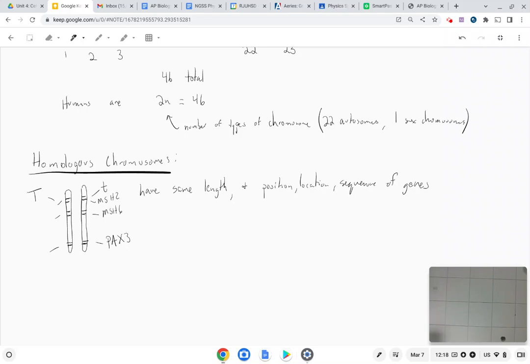So let's just add another note here. They have the same sequence of genes, but, exclamation point, they may have different alleles or versions of the same gene. So they might have different versions of the same gene. In other words, the PAX3 probably has different versions, different alleles of the PAX3.